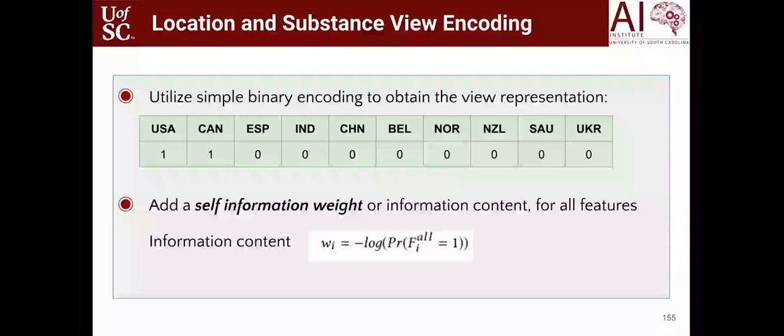So our embedding is as simple as a binary embedding, where the value is one if the vendor satisfies a feature and zero otherwise. In this case, the feature we are talking about is: does the vendor operate from country A or not, or does the substance belong to any of the 16 categories. However, this assumes that each column is of equal importance, which is not valid. Therefore, we provided a self-information weight, or the information content, for all the features, which helps the modeling, since certain values have a much lower probability for the location or for the substance.